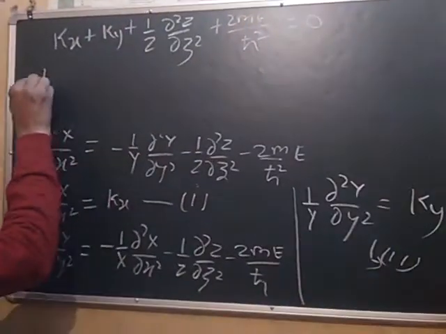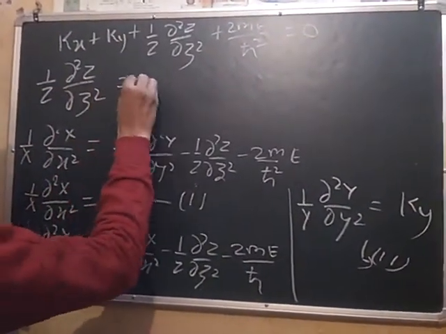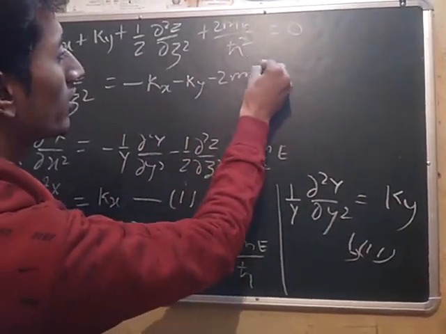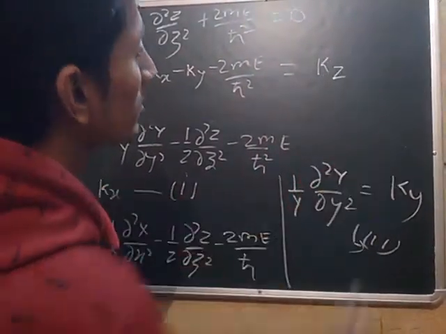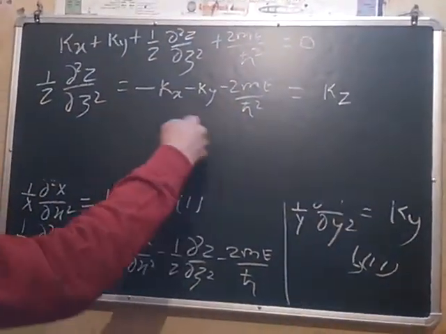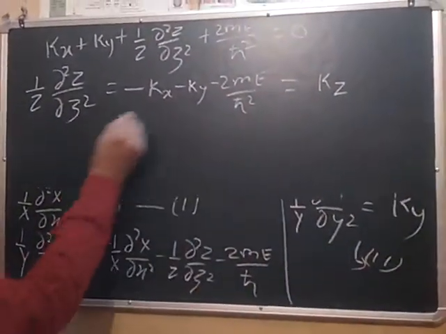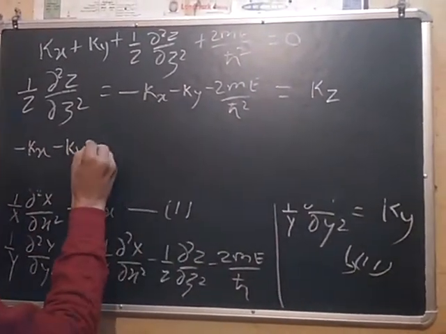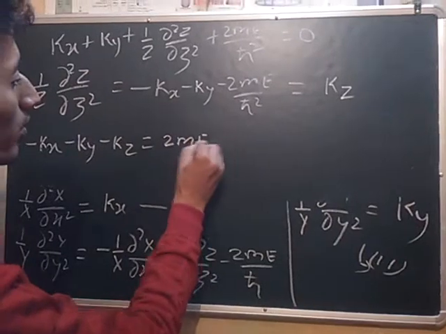For z, we may write 1 upon z del 2z upon del z square, and it is equal to minus kx minus ky minus 2me upon h bar square, and it can be written as kz. From here, there is an important result which can be obtained, and it is minus kx minus ky minus kz, and it is equal to 2me upon h bar square.